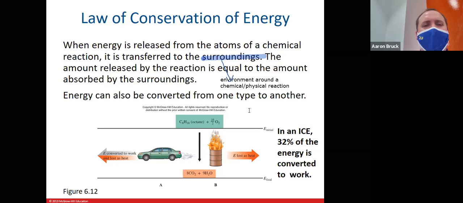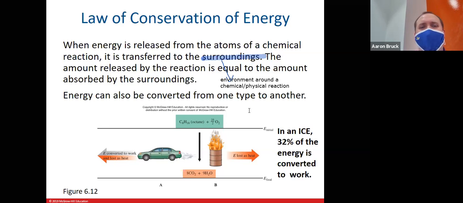So if I have a fire in a beaker, we would call the beaker the reaction system. That's where the chemical reaction is taking place. But everything around that beaker would be considered the surroundings. And so we can monitor changes of temperature in the surroundings to give us an idea of what's going on in the reaction itself sometimes.